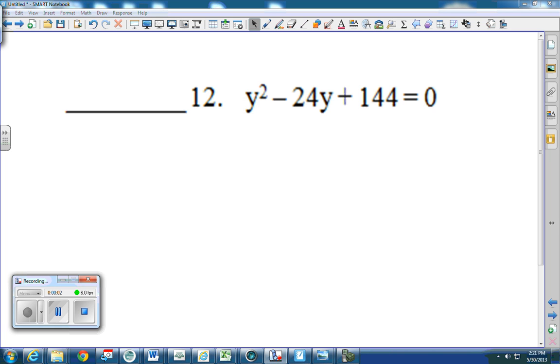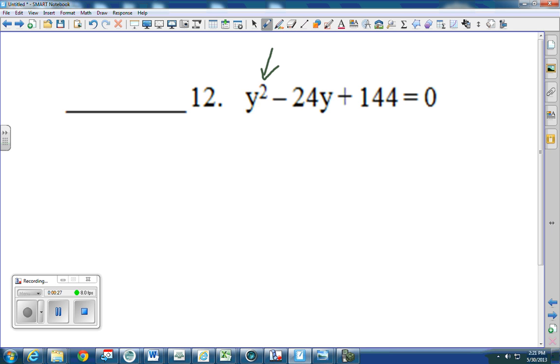On this problem, we can see immediately that this is a quadratic. The way that we know it's a quadratic is we see the y squared. We also know that we are going to have to factor this problem to solve it because there is a middle term. So we can't simply take the square root of 144 or take the square root to solve. This is a factoring problem for this class.